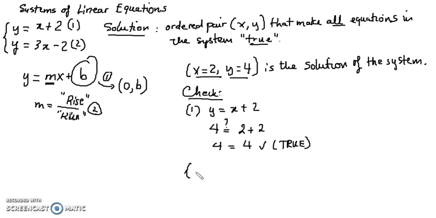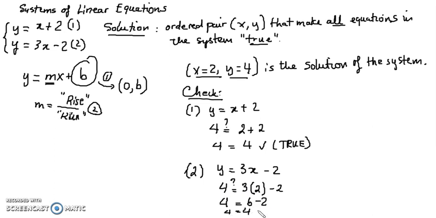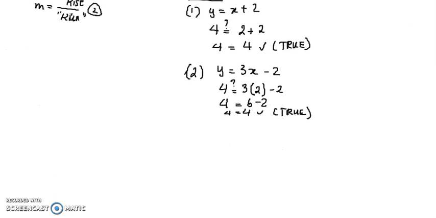Now let's check for equation 2. We have y equal to 3x minus 2. So y again is 4, equal to 3 times x, which is 2, minus 2. Again, this is a question mark because I want to check if this is equal or not. And again, 4 equal to 6 minus 2, which is 4 equal to 4. All right, this is true. So I can conclude definitely that x equal to 2, y equal to 4 is my solution of the system.